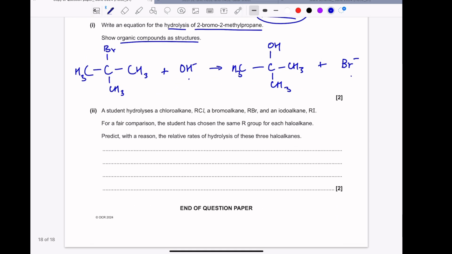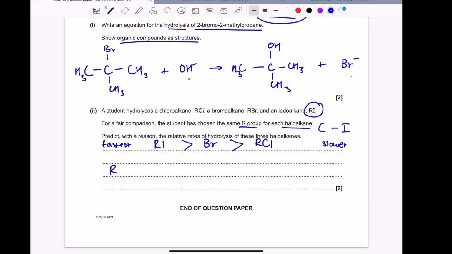Part 2 is a student hydrolyzes a chloroalkane, RCl, a bromoalkane, RBr, and an iodoalkane, RI. For a fair comparison, the student has chosen the same R group for each haloalkane. Predict, with reason, the relative rates of hydrolysis of these 3 haloalkanes. So relative rates of hydrolysis, the fastest reaction would be the iodoalkane, because the C-I bond enthalpy is the lowest. So lowest bond enthalpy means less energy needed to break the bond, therefore faster the reaction. So from fastest to slowest, it would be RI, the next fastest is RBr, the least fast one is RCl.